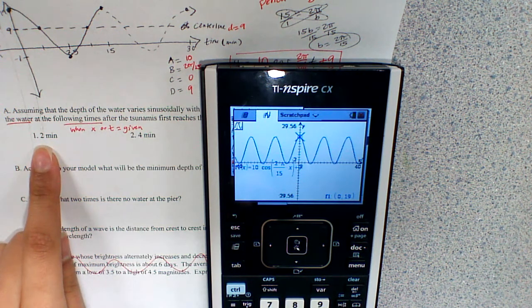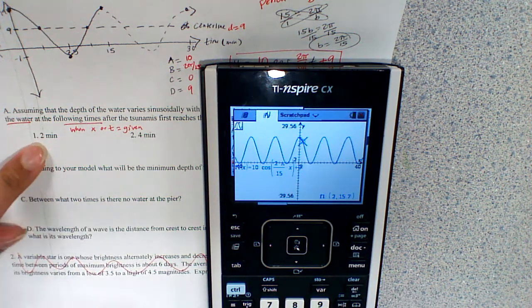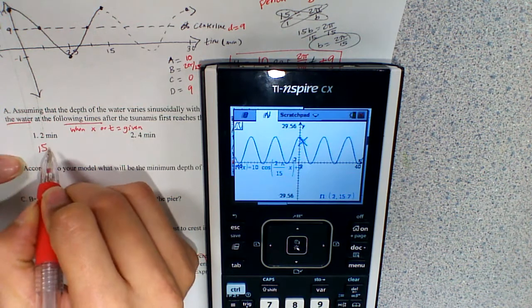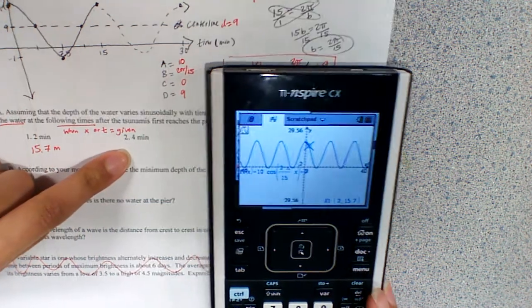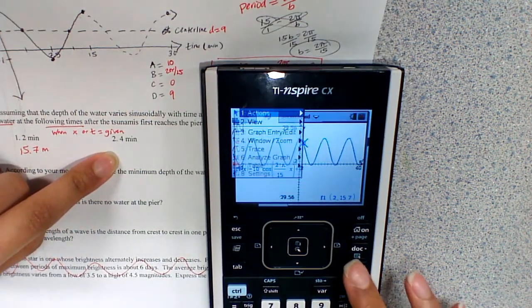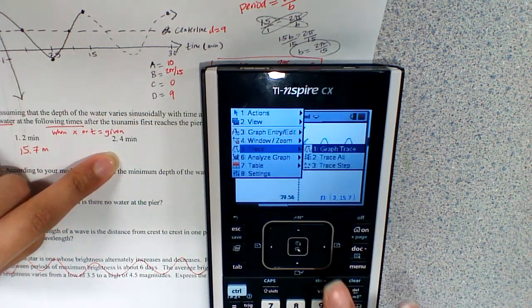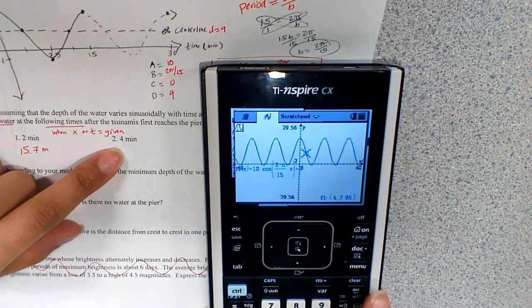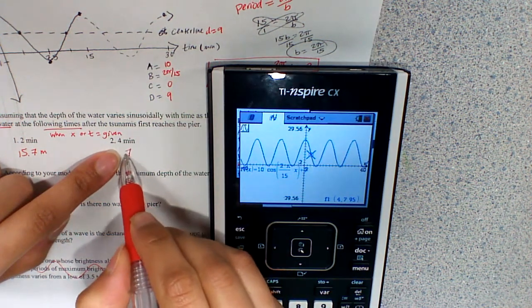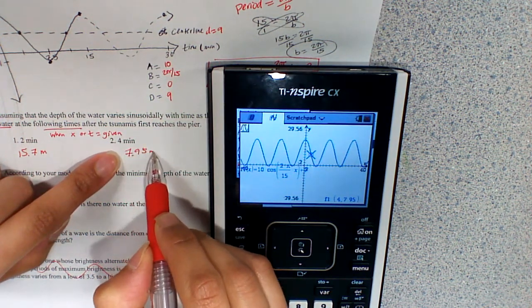and type in the exact x value that you're looking for. The first one is 2, so I'm going to type in 2, enter, and it gives me a y value of 15.7, don't forget meters. Okay, the next one, so again, go to Menu, down to Trace, Graph Trace, and the next one is 4 minutes, so 4, enter, and so you'll have 7.95 meters.